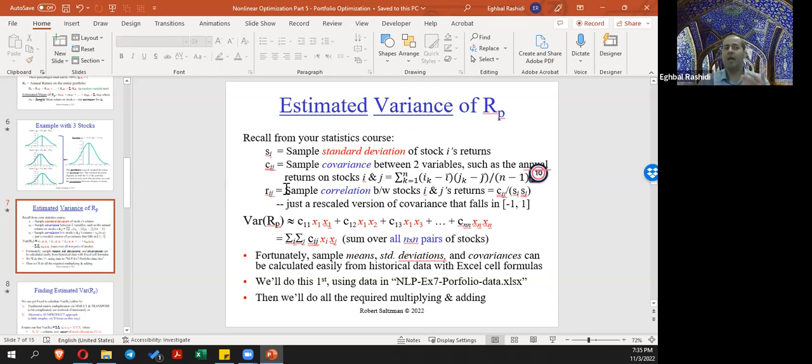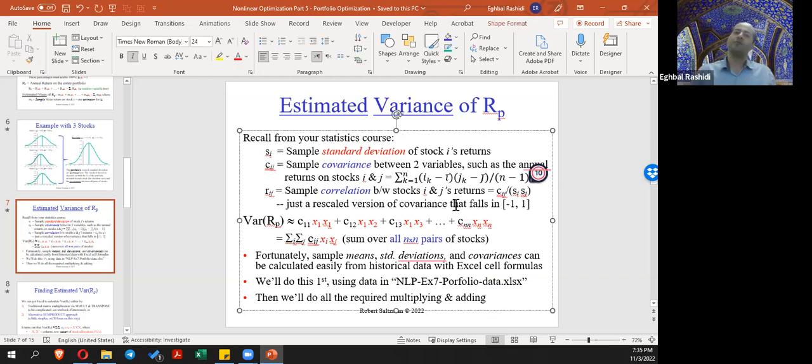Rij is similar to Cij, the covariance, but we are scaling it down so that we only get values between negative one and one. We are dividing the covariance Cij by its maximum, so we get values between negative one and one. That's called correlation, the correlation between two stocks.